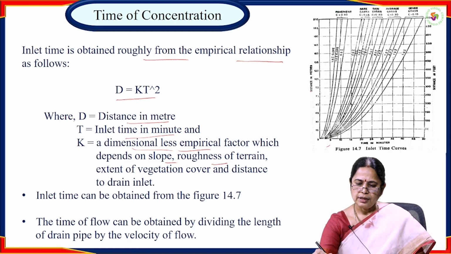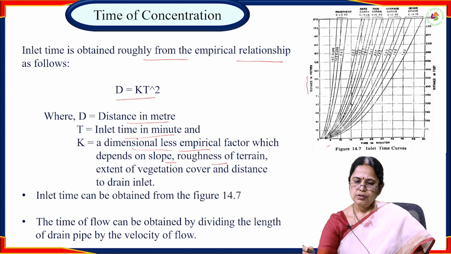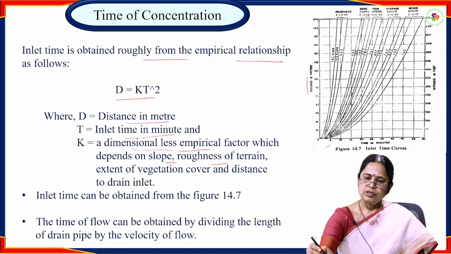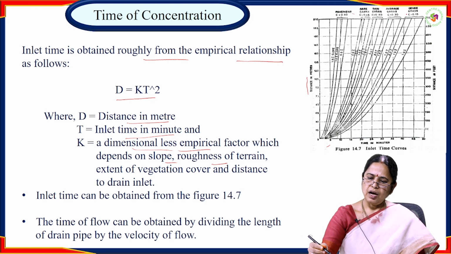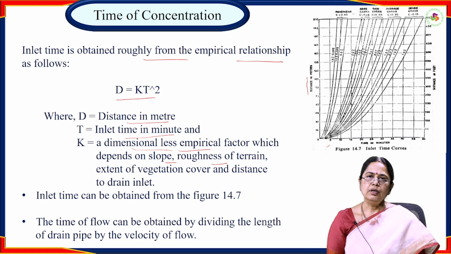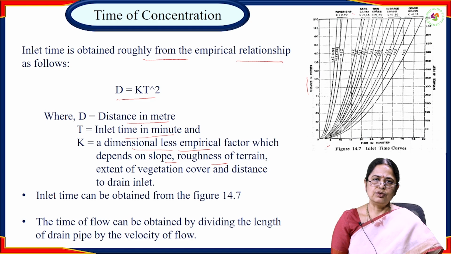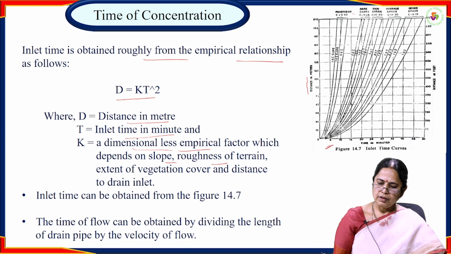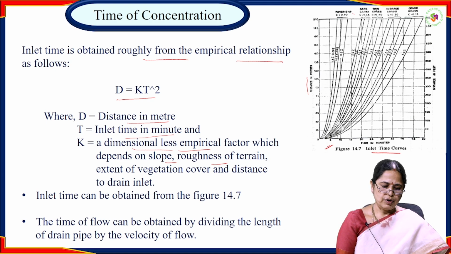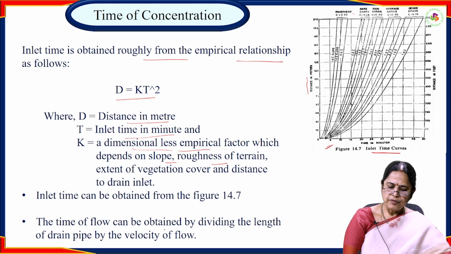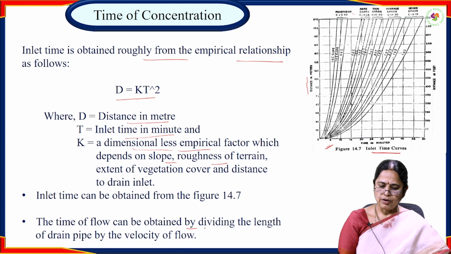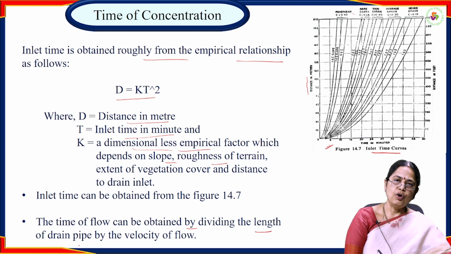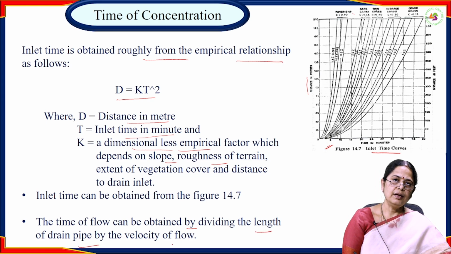So here the distance in minutes, distance in meters, and also they have considered the pavement roughness and vegetation cover, and slope of the ground is also considered. So this figure gives the inlet time for the storm water. The time of flow is also found by dividing the total length of the drain pipe by the velocity of the flow.